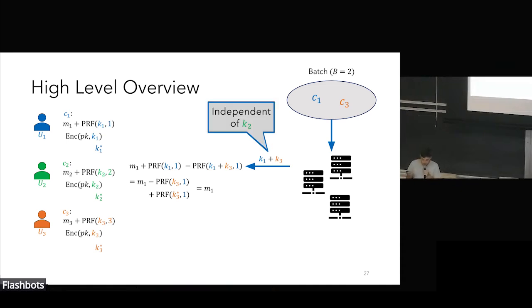We also want pending transaction privacy, so let's observe what happens to message 2. Whatever the committee sent isn't at all dependent on K2. We also know that the punctured key K2 star cannot be used to undo this mask. And the other part of user 2's ciphertext, which is the encryption of K2 under the public key, remains secret if the committee doesn't release any information about K2. From this, we can deduce that M2 remains private, and we get this important security property of pending transaction privacy.